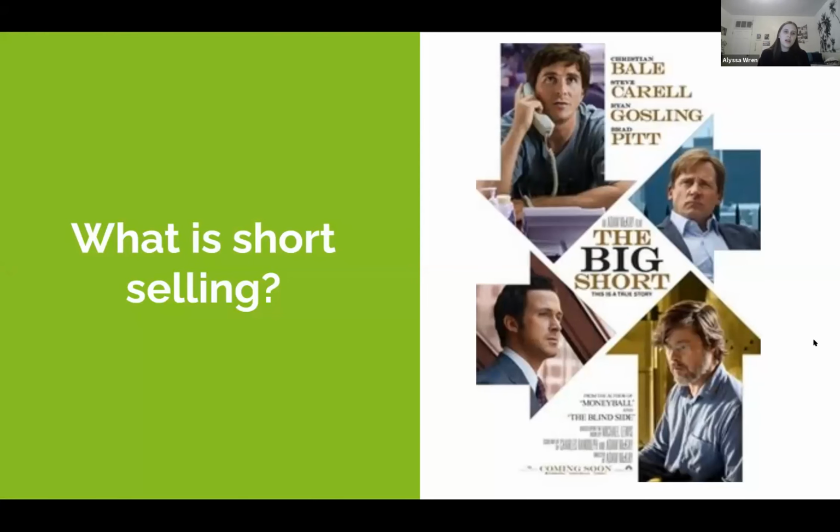So the question is, what is short selling? If anyone has seen the movie The Big Short, this is obviously the focus of it. If anyone has any guesses, you can type in the chat or unmute yourself. I know this is kind of a long definition, or a complicated topic, so I'll give you a second. If you don't know, Zahir will explain on the next slide.